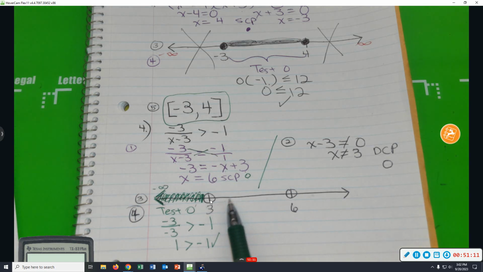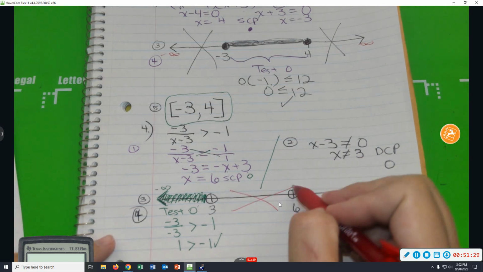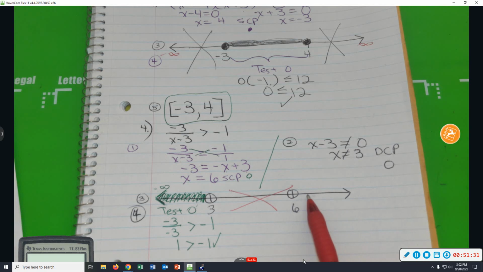Suppose we had tested pi, 3.14159, blah, blah, blah. Would we expect it to be true or false? Suppose we had tested 5. Shade or cross out this middle interval? What do you think? Cross out. Suppose we had tested 7. Shade or cross out? Shade.